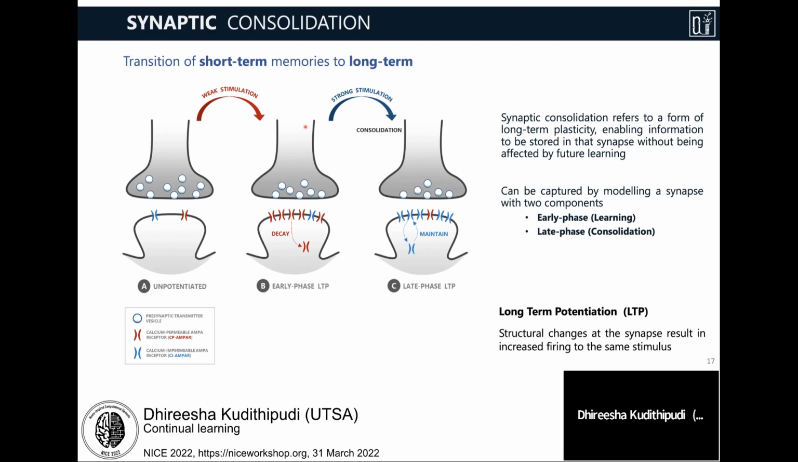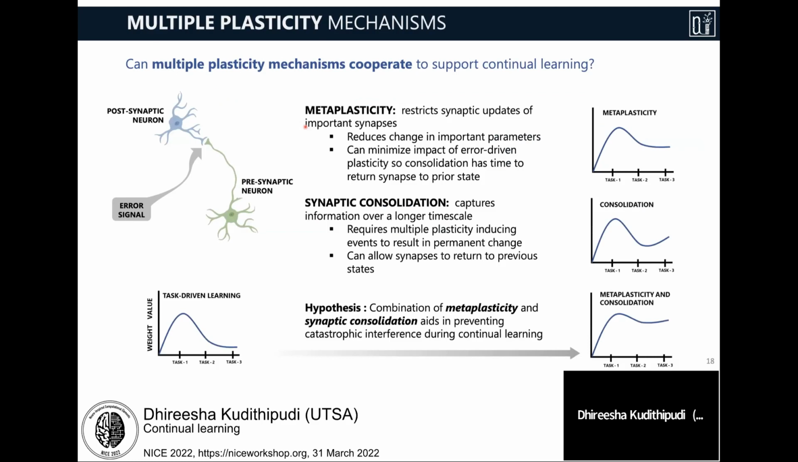So the idea was, as I showed in the table earlier, can we use these multiple plasticity mechanisms to cooperate and support continual learning? If we look at an example here, we have three tasks: task 1, task 2, and task 3. Let's say task 1 wants to train the weight very high, task 2 wants to train the weight low, and task 3 does not have an impact on the weight. Without metaplasticity or consolidation, weights learned during prior tasks will obviously be quickly overwritten.